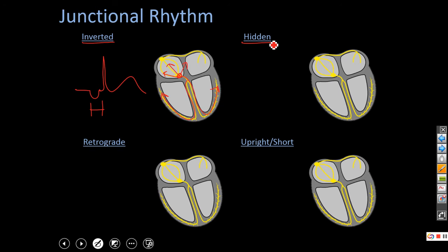Now, what about hidden P waves? Well, if the AV node paces the atria at the same time as it's pacing the ventricles, then you get a P wave that's hidden inside the QRS. So you really don't have anything visible at all. There's a P wave hidden in there. It's just hidden by the QRS wave. So that's if the atria is being paced at the same time as the ventricles.